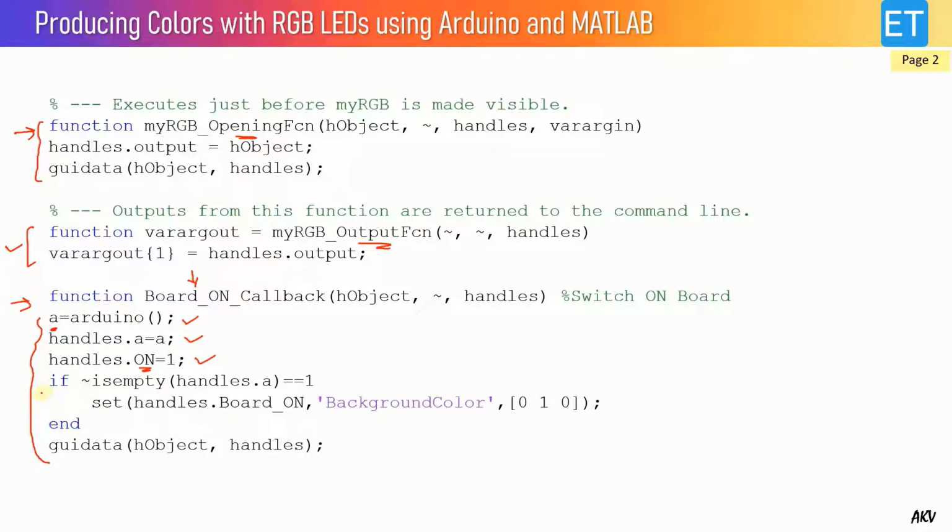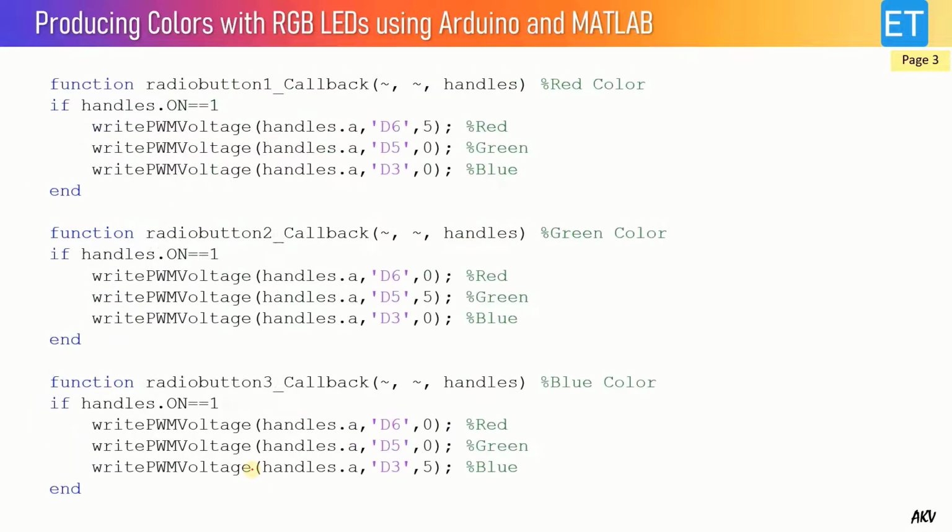And here I am checking the condition whether the board is created or not. So if not is empty, handles.a equal to 1, it means if board is created, then change the color of the button to the green. So what will happen if you press that board on button, its color will be changed to green. It means your board is connected. So that will be like an indication. So this is the end of your if, and just update your objects and handles. So this is just for your board on button.